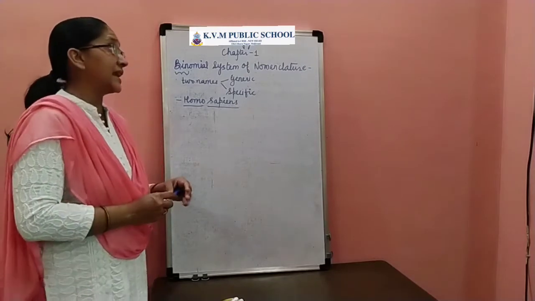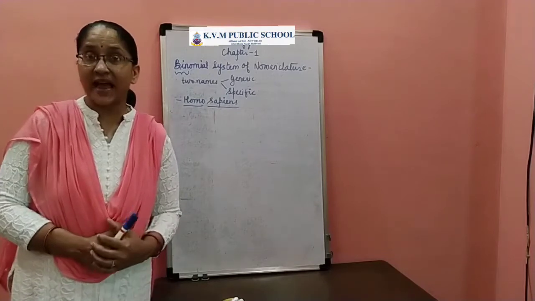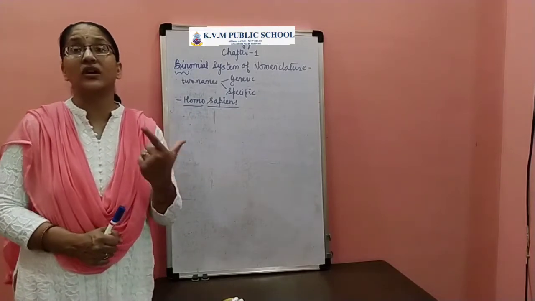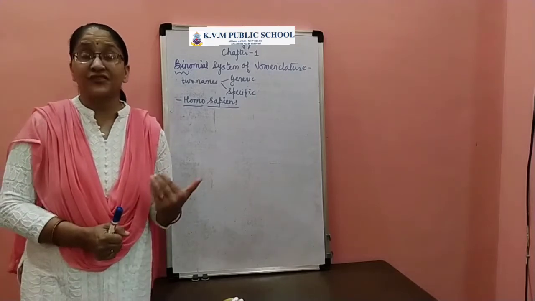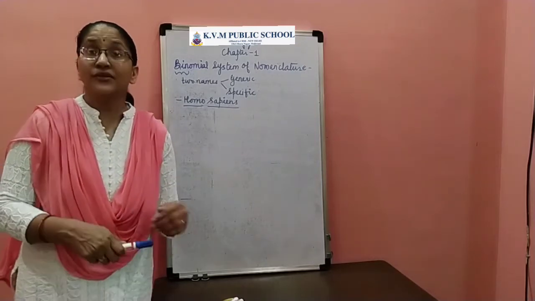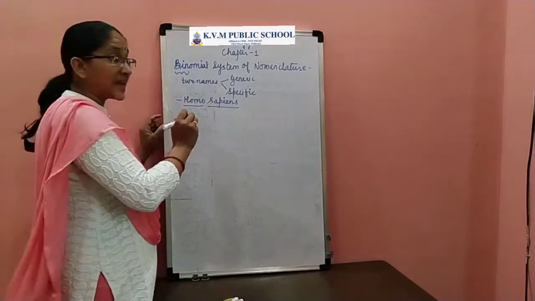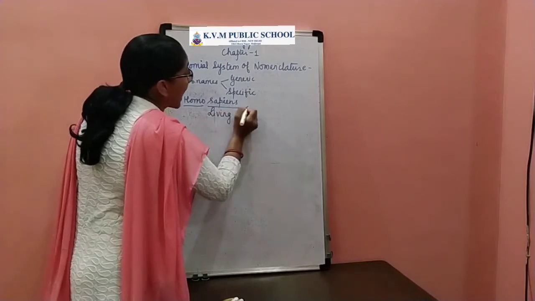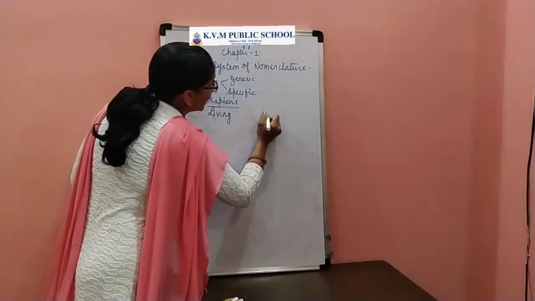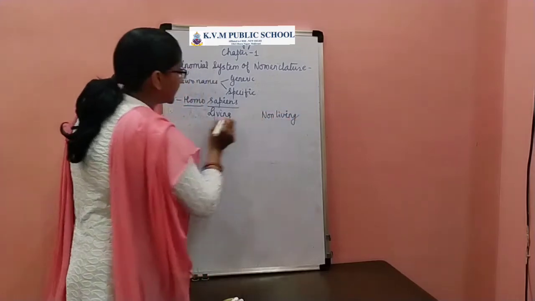When we start dealing with chapter 1, that is the living world, we first need to understand what that term, the living world, stands for. When I use the term living, it refers to an entity which is animate in nature. So firstly, we'll have to understand the difference between living, that is animate, and non-living, that is the inanimate objects which are present in this environment.